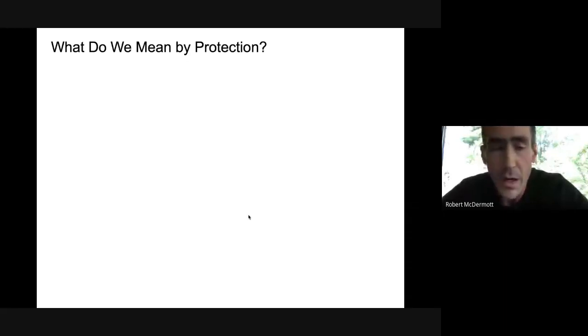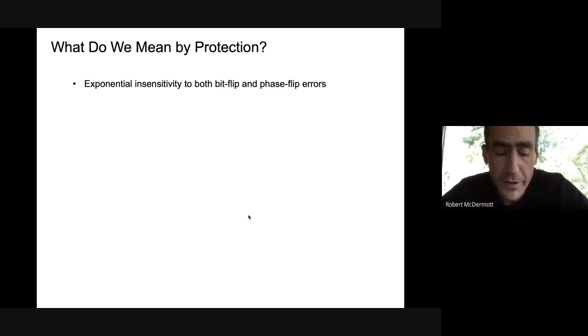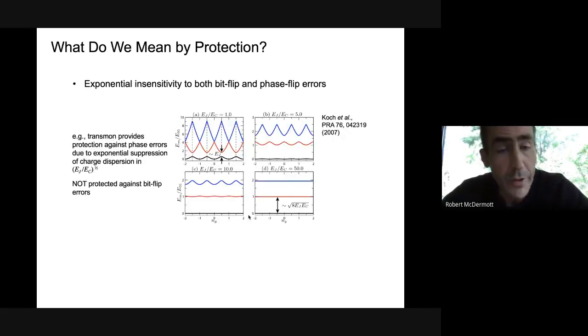Okay, what do we mean by protection? Well, the key thing we need to do is to achieve suppression of both types of error, both bit flip and phase flip errors. We want to have exponential insensitivity to these types of errors. And so what do we mean by exponential insensitivity? Well, one example that we're, of course, all familiar with is the transmon qubit.